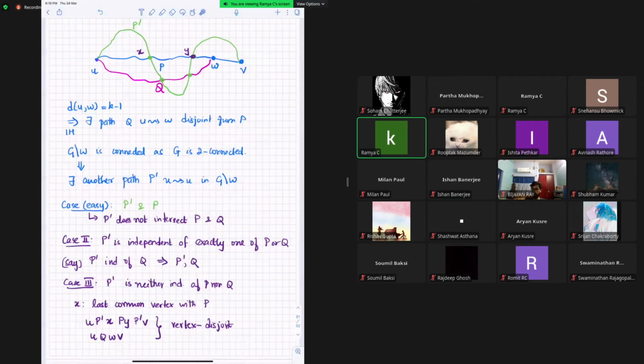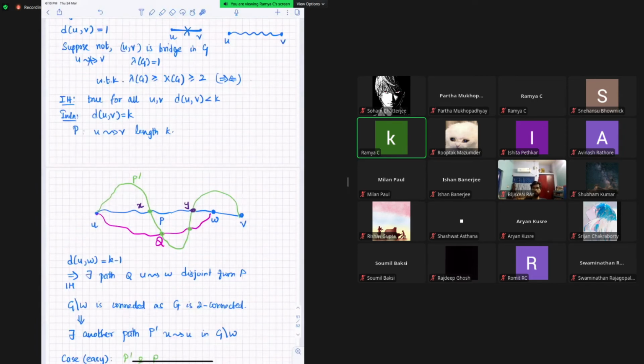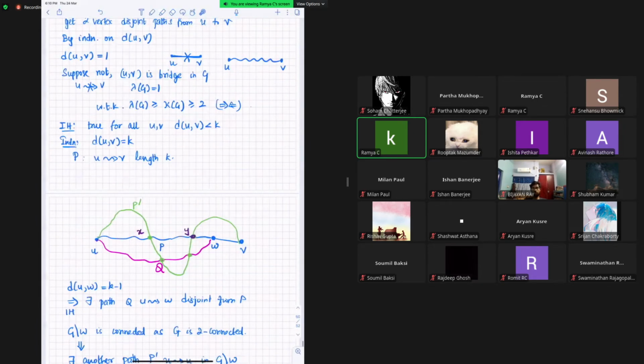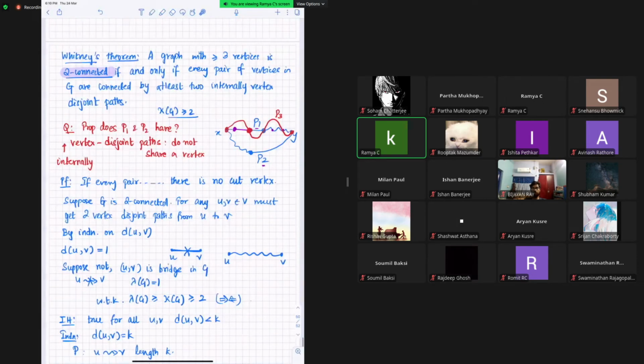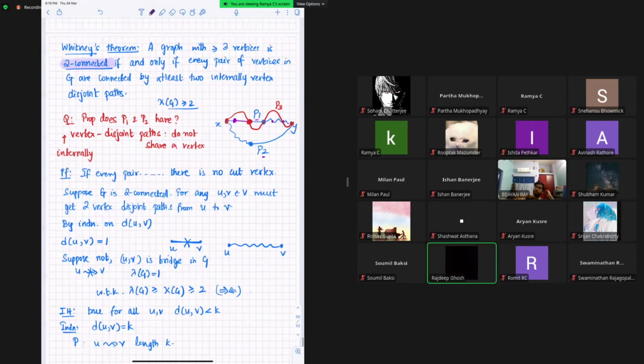So you are trying to construct two vertex disjoint paths. There are many ways to construct this, but this is the nicest way to do it. So this is the theorem. What is a natural generalization of this theorem? K connected. So how many internally vertex disjoint paths should be there? K of them, right?